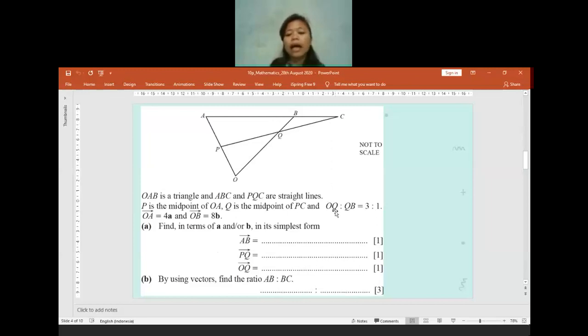And then the other ratio we have, OQ to QB, is 3 to 1. So it means in line OB later I have to find the total for 3 and 1. The total will be 4. So later for the OQ, it will be how many parts of OB? Anyone want to help me?